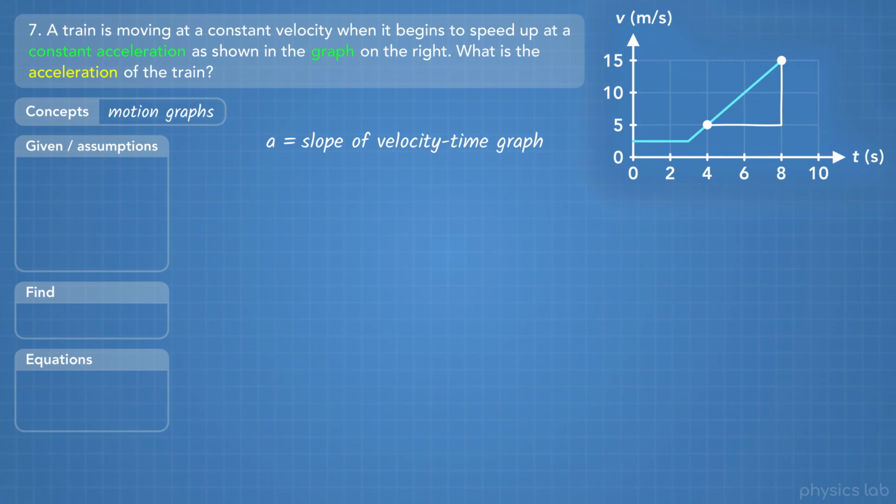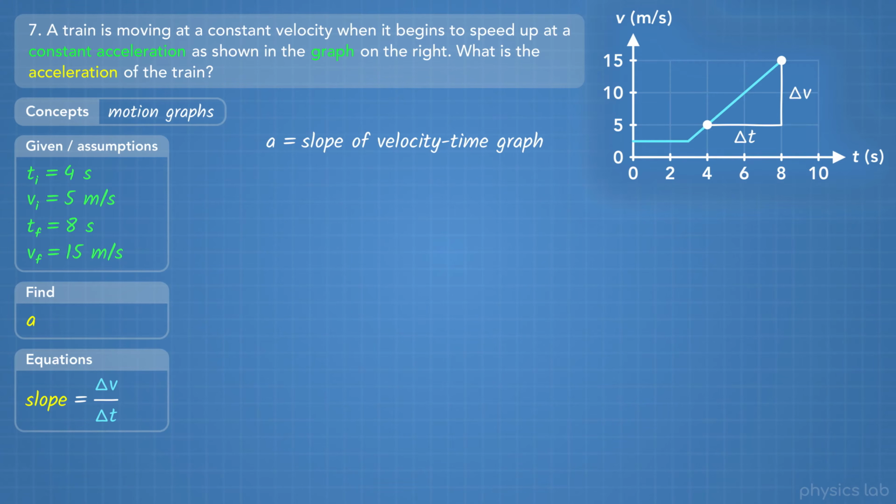We could just reference the graph, but let's write down that the initial time is 4 seconds, the initial velocity is 5 meters per second, the final time is 8 seconds, and the final velocity is 15 meters per second. And the problem is asking us to find the acceleration. Here's the equation for the slope of a line, and since we're working with a velocity time graph, let's replace y and x with v and t.